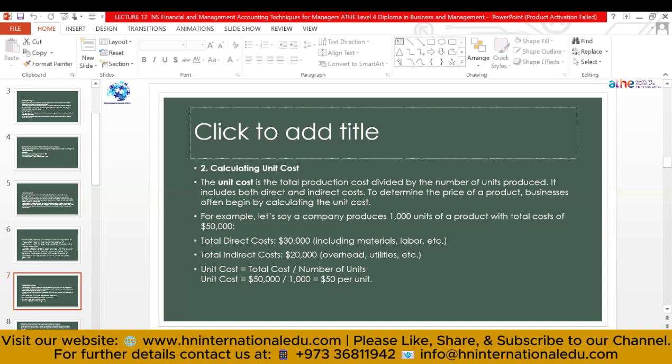So how are we going to get the unit cost? Total cost divided by the number of units. Total cost was what? $50,000 divided by the units produced, 1,000. So every commodity, every product which we are producing, it will cost $50 per unit.